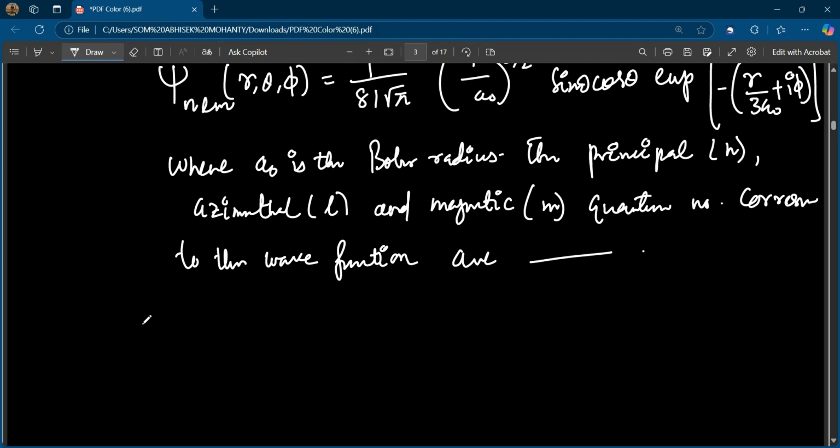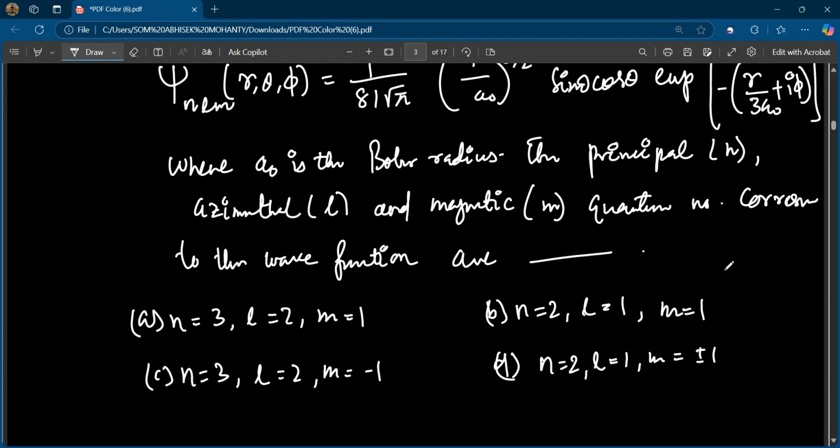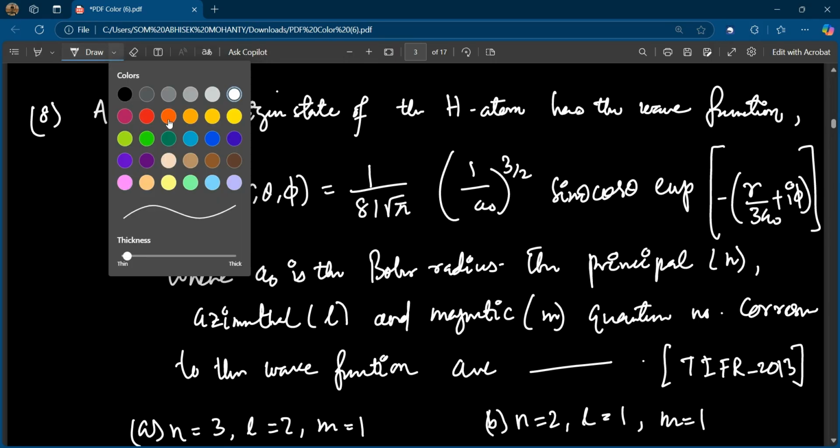Option A: n is equal to 3, l is equal to 2, m is equal to 1. Option B: n is equal to 2, l is equal to 1, m is equal to 1. Option C: n is equal to 3, l is equal to 2, m is equal to minus 1. Option D: n is equal to 2, l is equal to 1, m is equal to plus or minus 1. This came in TIFR 2013. So this is the wave function given. We have to find the quantum numbers that are used in the wave function.